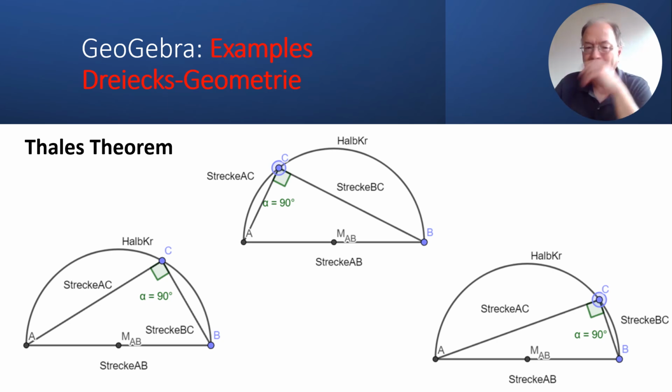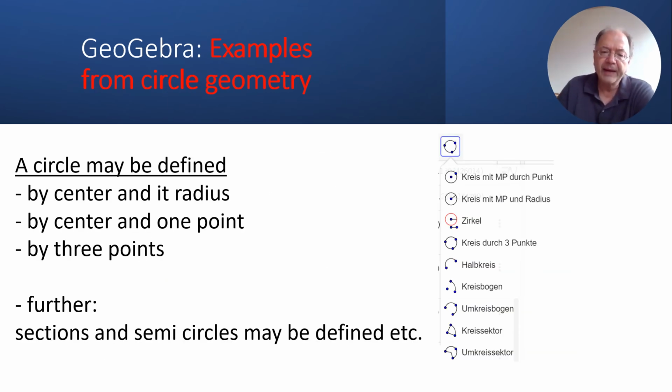So if I do that, I get Thales theorem with different positions of the point C, and always, as you see, there is a right angle up there. Okay, further, a circle may be defined by a center and its radius, by a center and one point on the circle, or by three points. Further, you may define sections or semicircles and so on. A lot of options.